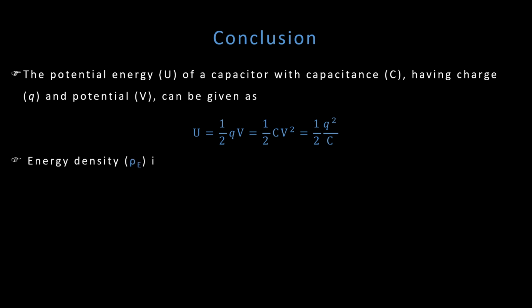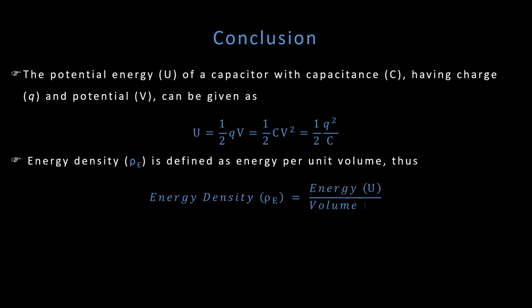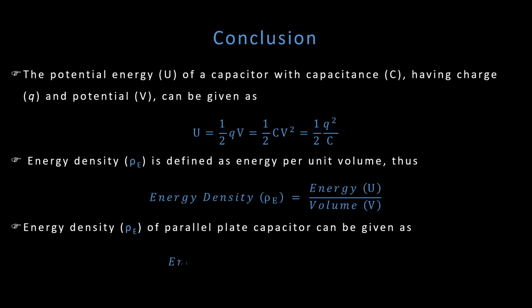Now we also know the definition of energy density. Energy density is energy per unit volume. So it is joule per meter cube. If we want to measure it, we can measure it in terms of joule per meter cube. And how much is the energy density for parallel plate capacitor? So now we know that energy density for parallel plate capacitor is half epsilon 0 E square, which indicates that energy of charged capacitor is stored in the form of electric field.